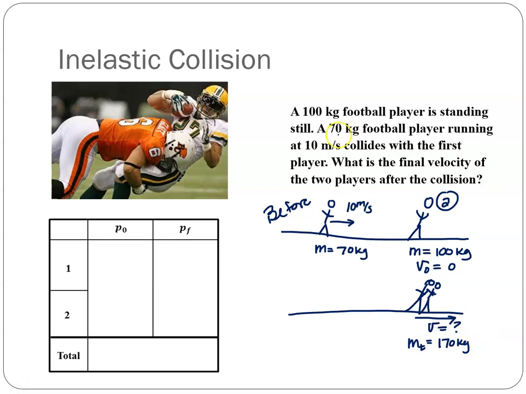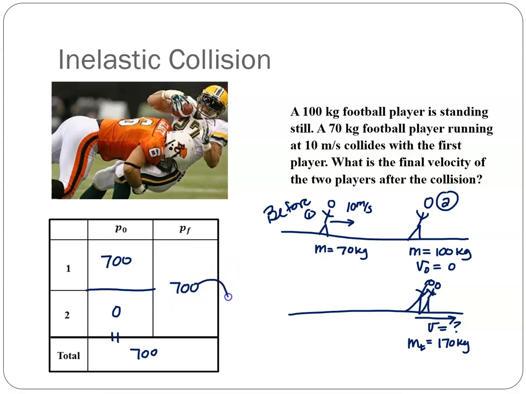Now to solve the problem, I'm going to go to the box, and we start with 2 objects and end with 1. The momentum of player 1 is 10 times 70, which is 700. Player 2 is not moving in the beginning, so he has no momentum. Adding them together, the total momentum of the system is 700. The total momentum of the combined group at the end is 700.